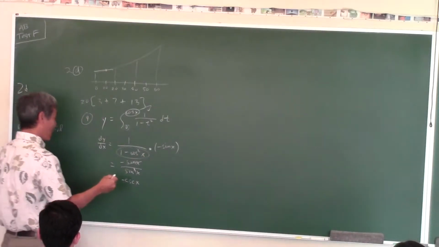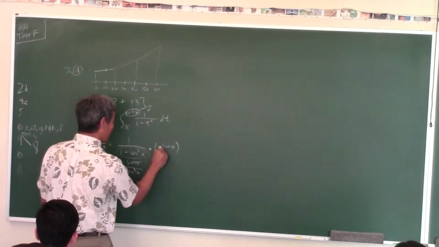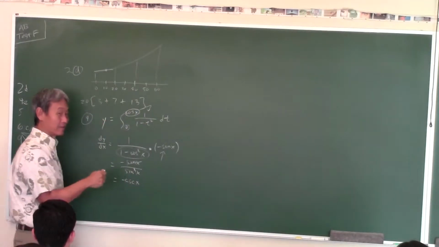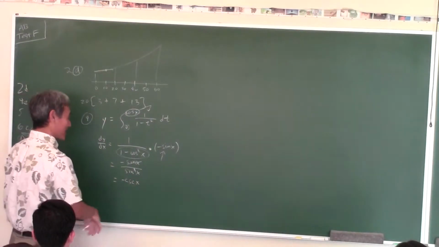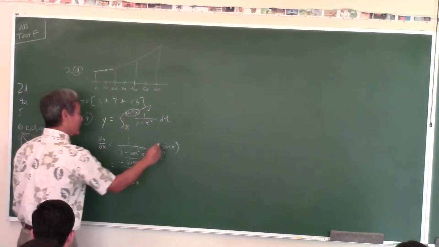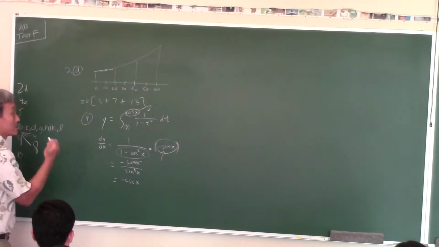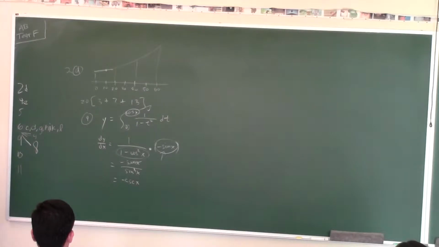Now, I'm going to tell you tomorrow, if you do not multiply by the derivative of that, that is a fatal error. So this problem is going to be worth 5 points minus 5 right there. You need this. Otherwise, it's not the fundamental theorem of calculus.